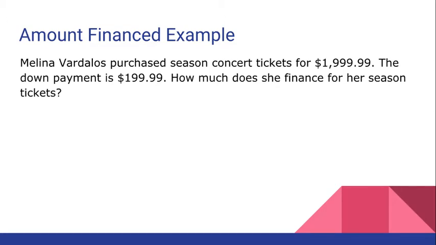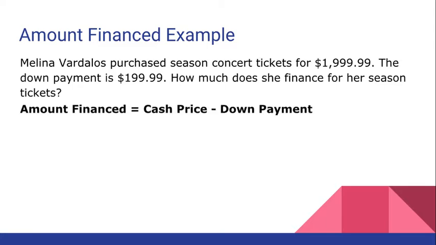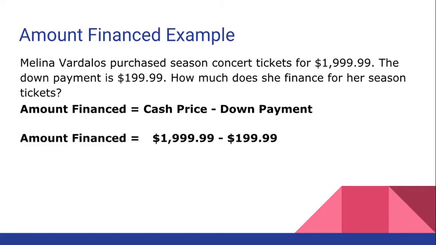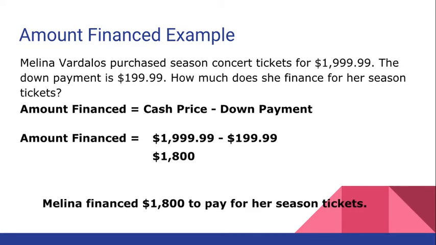Melina Vardalos purchased season concert tickets for $1,999.99. The down payment is $199.99. How much does she finance for her season tickets? So again, we're going to take the same formula and plug in the values that we know. The tickets cost $1,999.99, and her down payment is $199.99. Plug them in, do our subtraction, and we get that Melina financed $1,800 in order to pay for her season tickets to the concert.